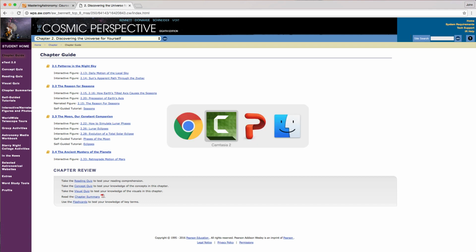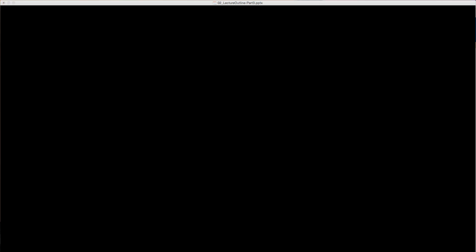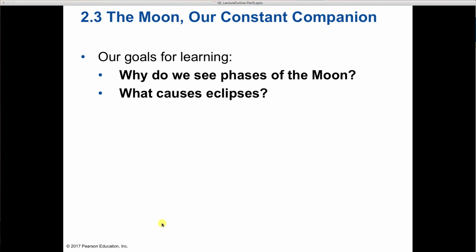Hi class, so we're going to talk about eclipses and lunar phases. So first, why does the moon look different every night? From night to night it looks different. It's small, it looks like it's less illuminated, then it gets more and more illuminated, then eventually it gets full. We're all familiar with the full moon, and then it gets less and less illuminated again. And so why is that? And then also what causes eclipses, lunar eclipses and solar eclipses.